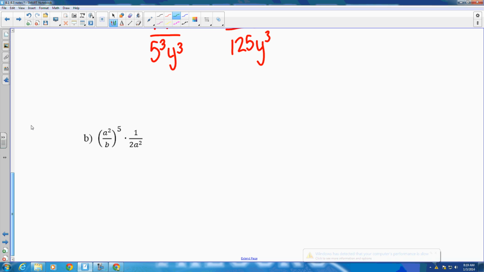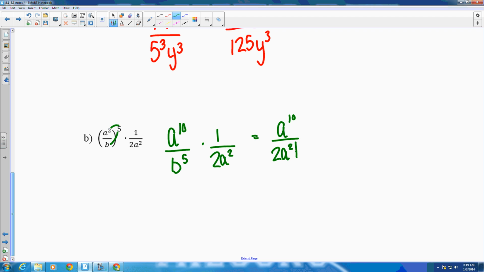B down below, we need to distribute that 5. A to the 10th over b to the 5th times 1 over 2a squared, and we can get that into one fraction to simplify it. So a to the 10th is all that's on top, and on the bottom we have 2a squared b to the 5th. And now we can use our property to subtract exponents. A to the 8th over 2b to the 5th is our answer.